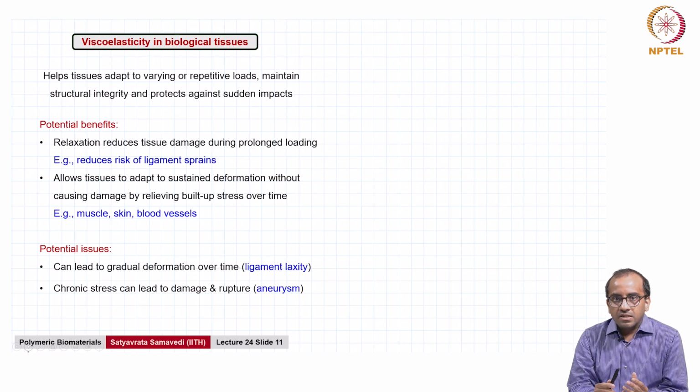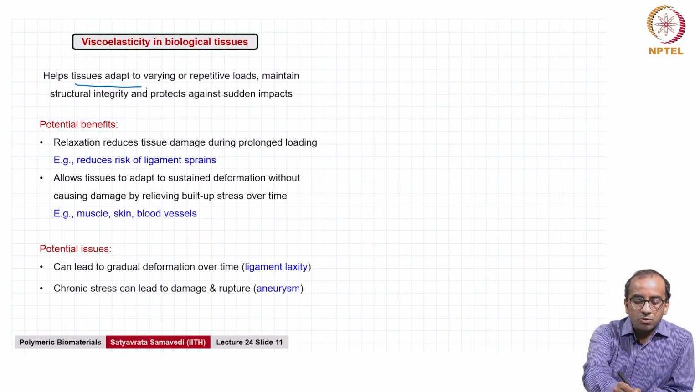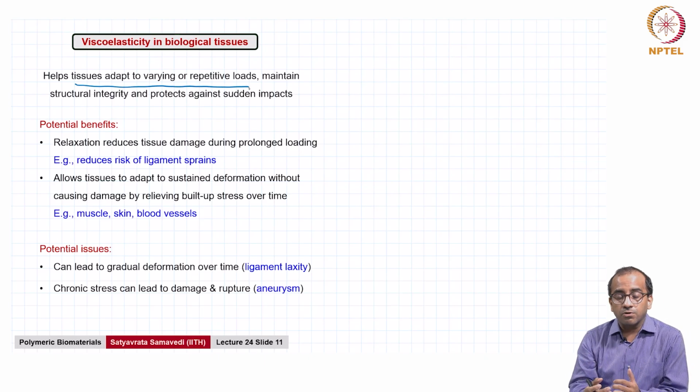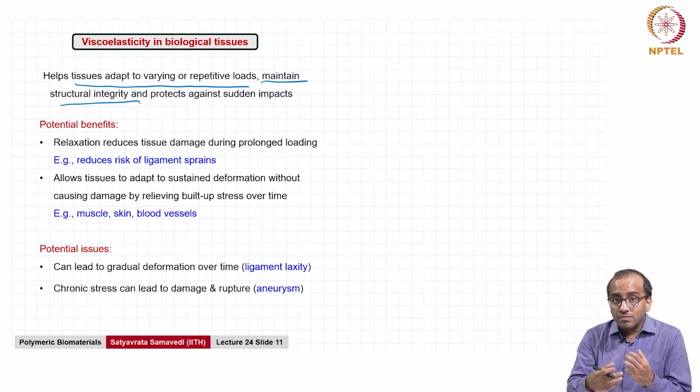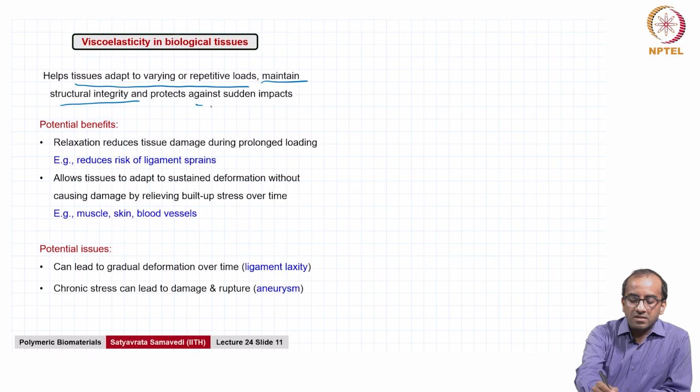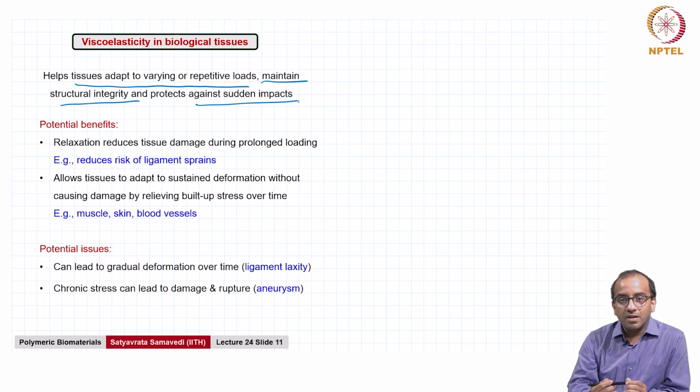Now, viscoelasticity confers a lot of benefits in biological tissues. So, for example, it helps tissues adapt to varying or repetitive loads. Tendons, ligaments, etc. have to undergo repetitive loads, right. Maintain structural integrity. For example, in cartilage, where compressive loads are significant, structural integrity becomes important, right. And when cartilage starts to degrade, that's when you start to get things like osteoarthritis. And of course, protect against sudden impacts, right.